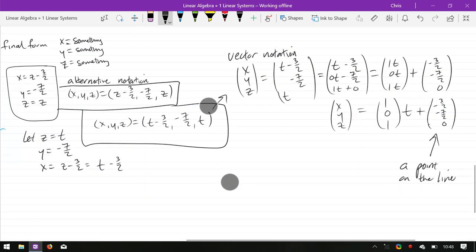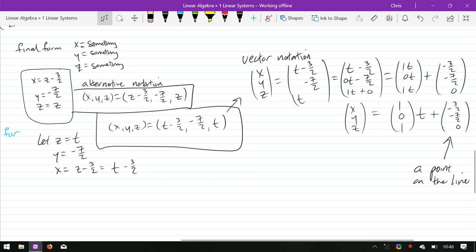Depending on what you're doing, some of these forms might be better than others. I wanted to write out all the different forms because as you answer questions on web work with free variables, sometimes they're going to want you to use the letters T and S if you have two free variables. Sometimes they want you to use just the original X, Y, or Z. So depending on the question you're answering, they may want different things.